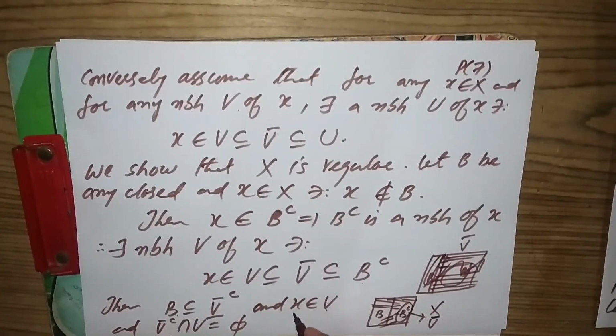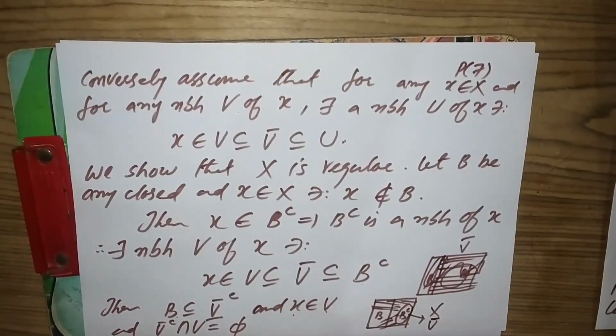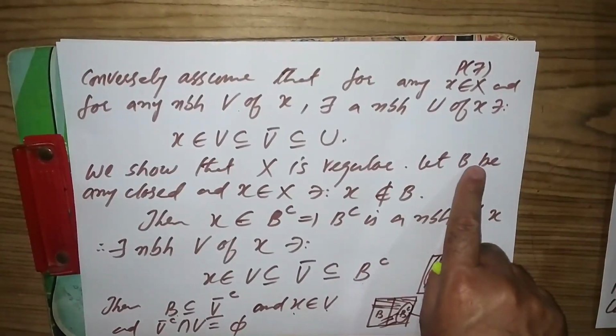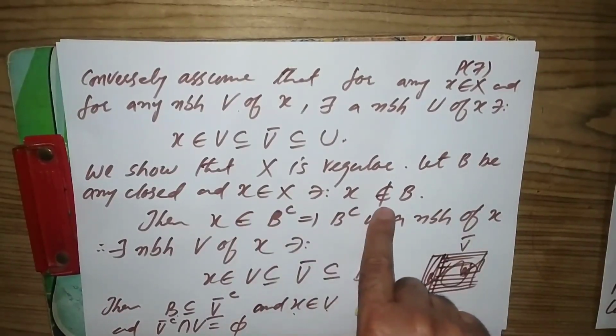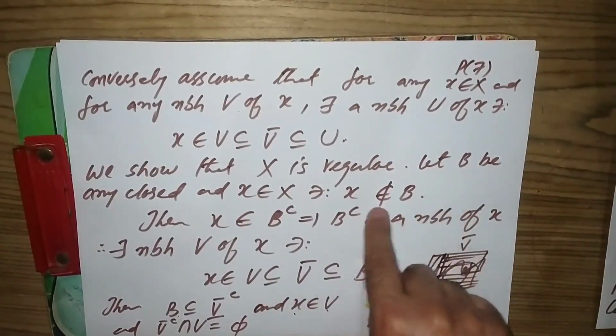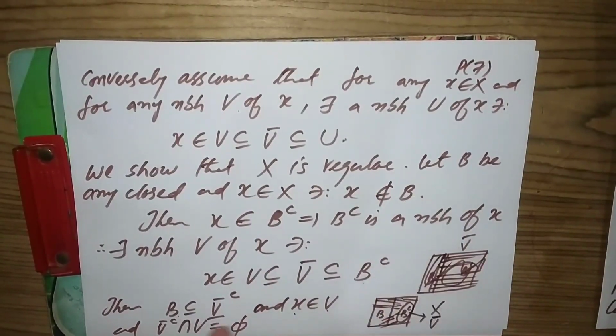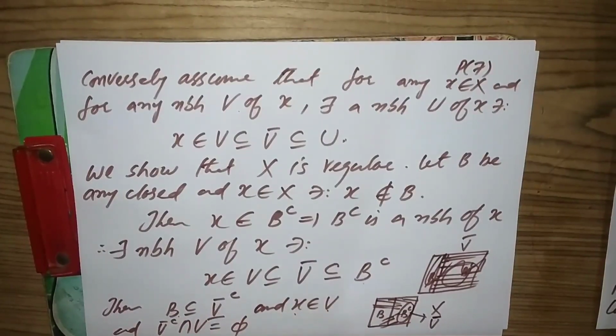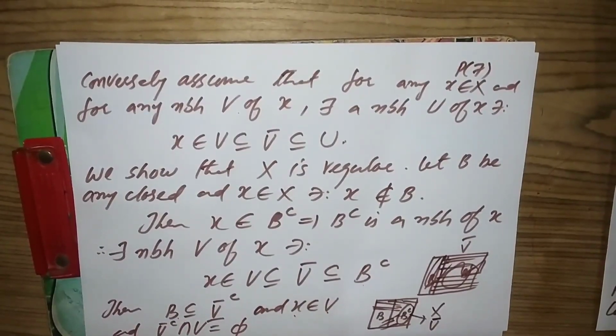So X is a regular space, because for any closed set B and any point x which is not in B, these two can be separated by disjoint open sets V and V closure complement. So hence the converse part follows.